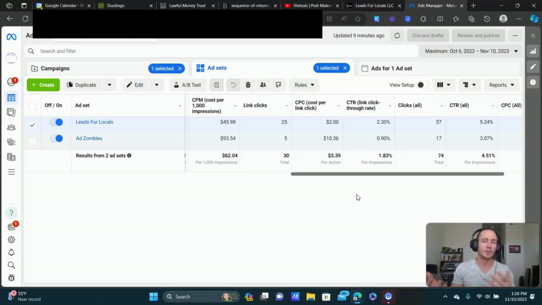But maybe you play around with a couple of different interests to try and lower that CPM. It's not necessarily getting in front of a cheaper audience, but just the way you have your audience structured, it might just be really expensive. So those are some things to look at, guys.